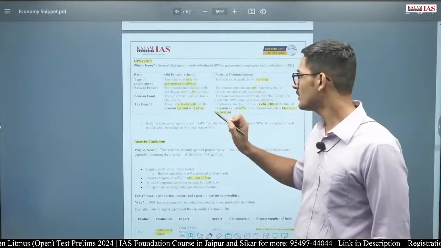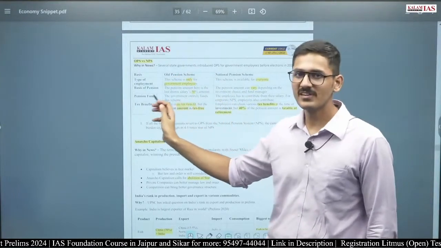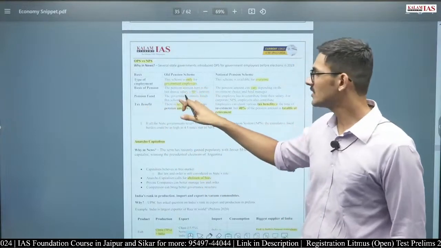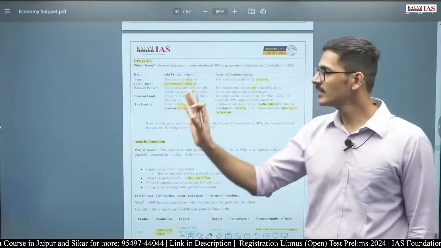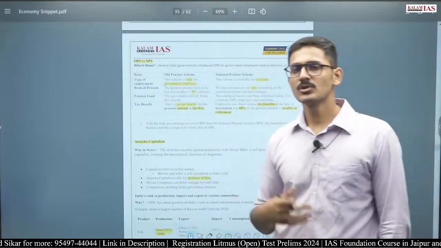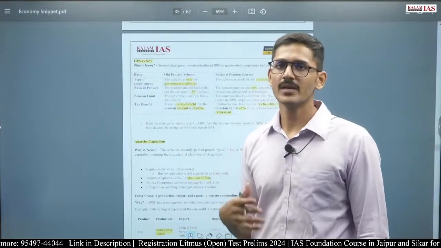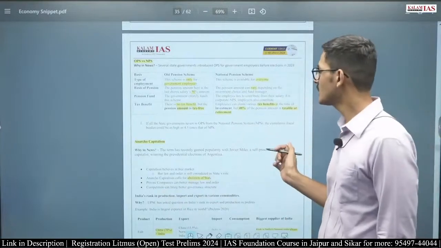This can be availed only by government employees, and the government funds this entire scheme, because the burden of this particular scheme, the old pension scheme, falls on the government only, whereas in the national pension scheme, the employees and employers contribute every month from their own earnings. So the government is not contributing anything in it.